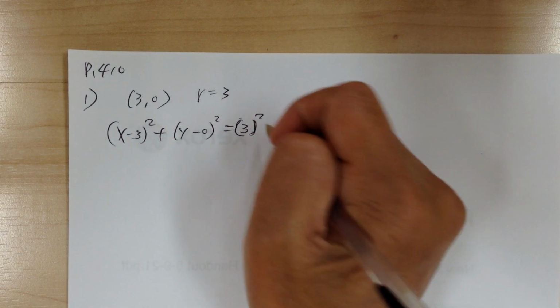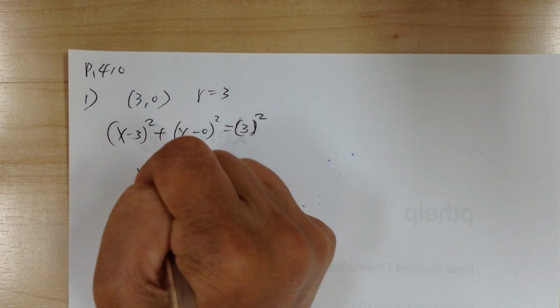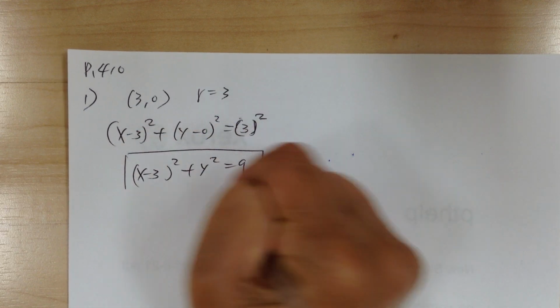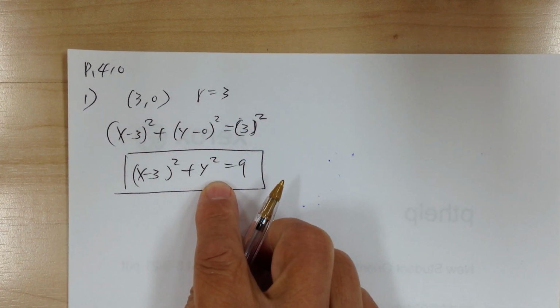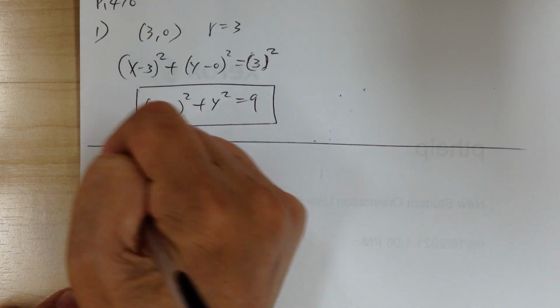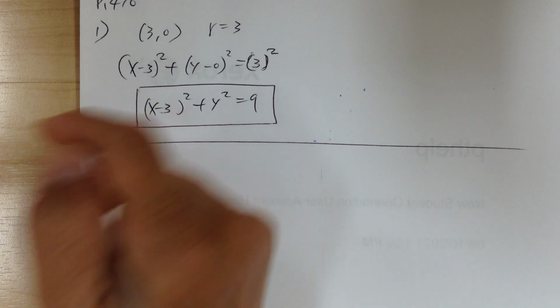After you simplify a little bit, (x minus 3) squared plus y squared equal to 9. You want to keep it in center-radius form, so you don't want to multiply out and make a mess.